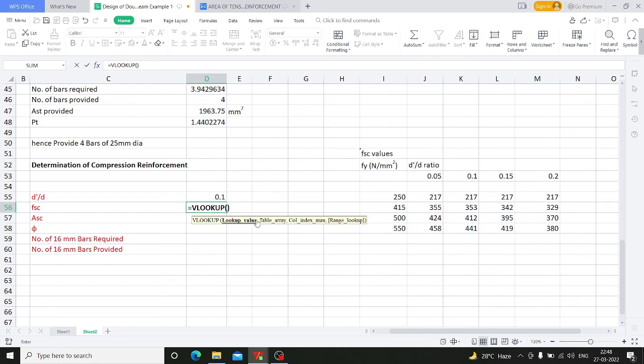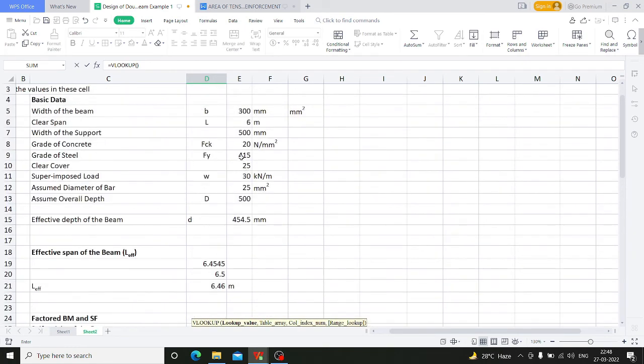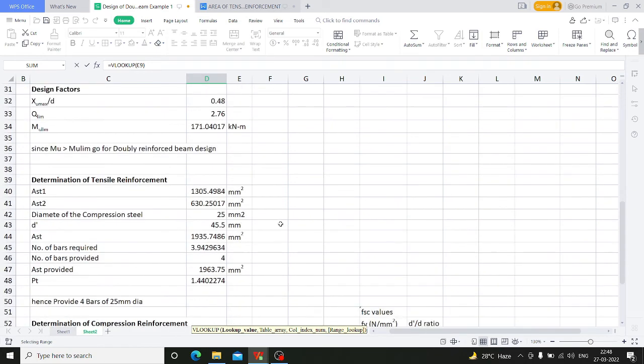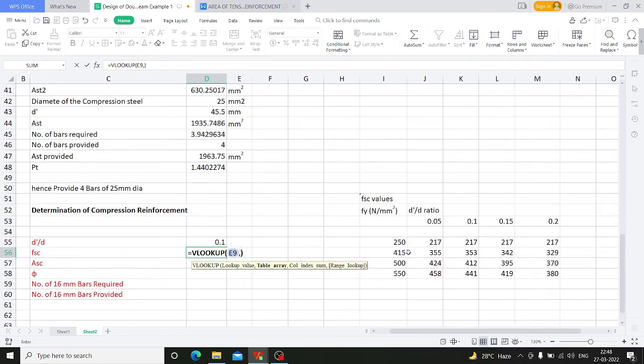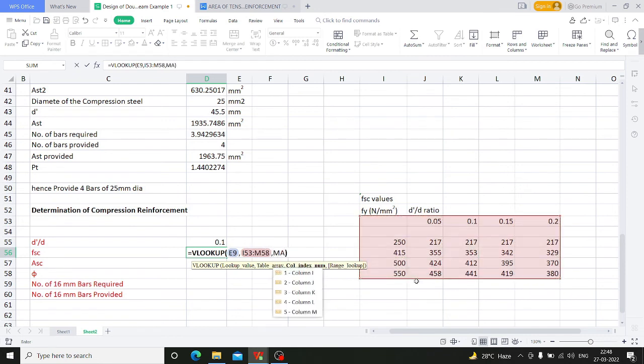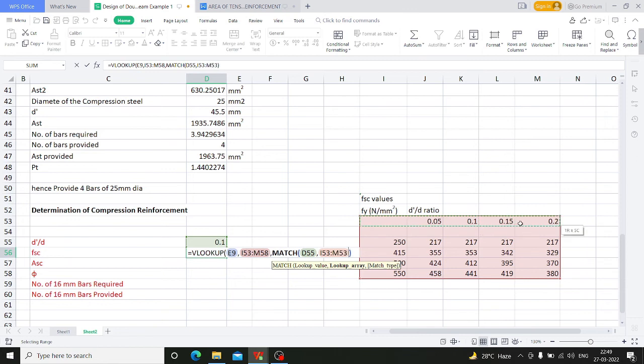VLOOKUP, for which value you are looking up. As the lookup value you have to provide the grade of steel. From the given data you have to take the grade of steel. Okay, then you have to select this entire table, comma, MATCH, for which value you are matching up. You also have to match this value of d dash by D. From here you can take, comma, the different values of d dash by D. You have to select the entire row. Okay, comma, 0 for exact match, comma 0.